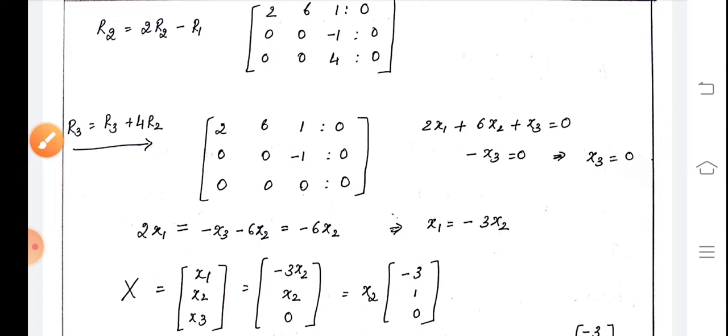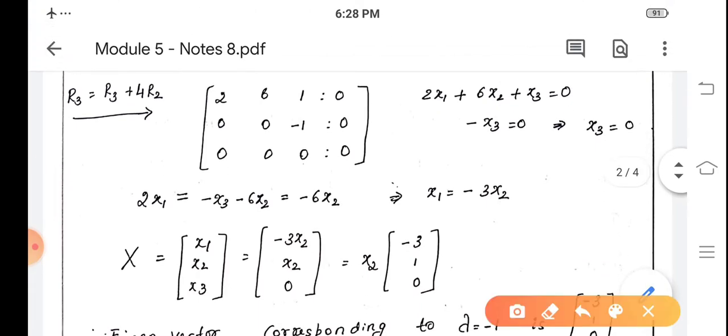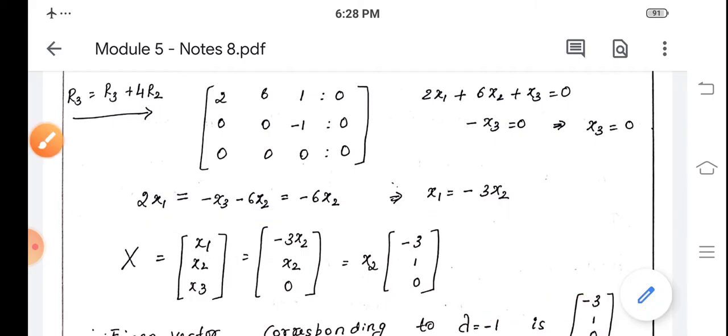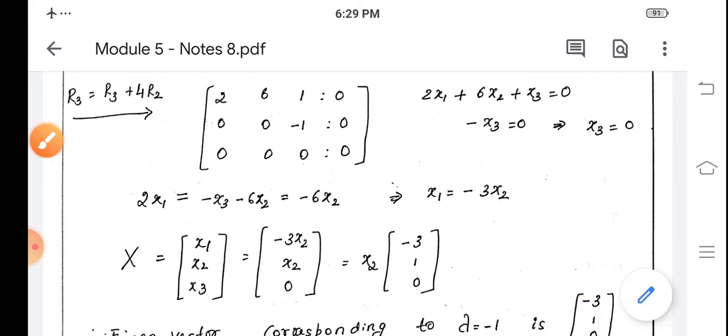So using x3 equal to 0 in the above equation, we obtain 2x1 equal to minus x3 minus 6x2, that will be minus 6x2. So we obtain x1 equal to minus 3x2. We write the equation for x1 in terms of x2 because x1 is a pivot variable since 2 is a pivot element. So x1 equal to minus 3x2.